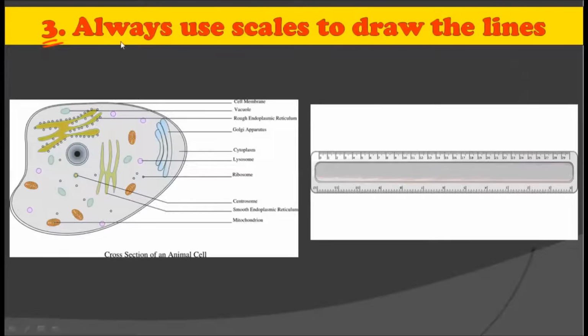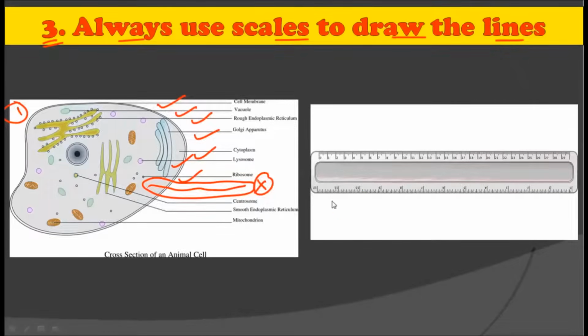Now the third thing you have to remember is always use a scale to draw the lines. Now see in the first picture, you can see the drawing of lines is done by using the scale, so that you will get a very straight line. By using the scale, you can draw a very accurate and straight line. But if, on the other hand, you don't use the scale, then it will look like this, and this will create a bad impression.